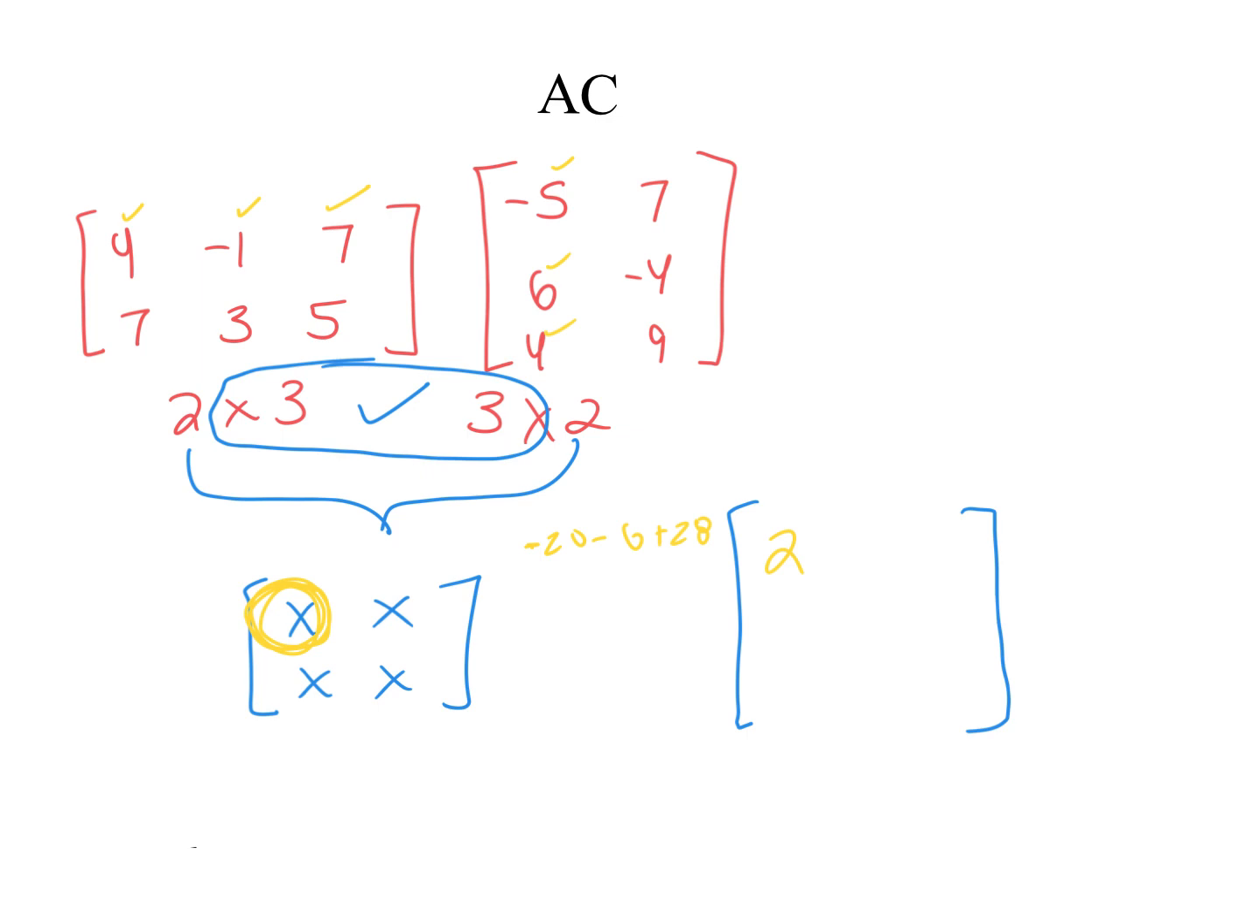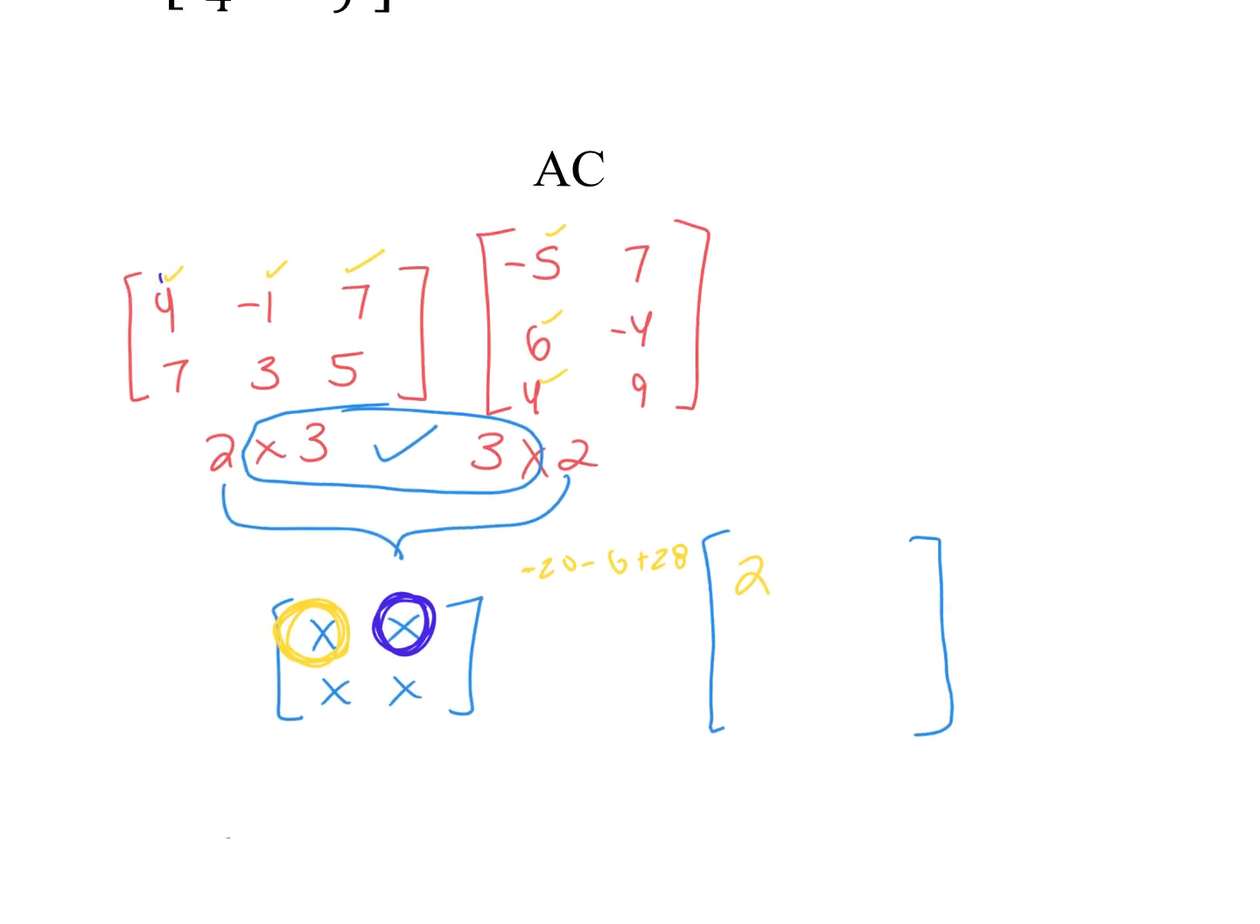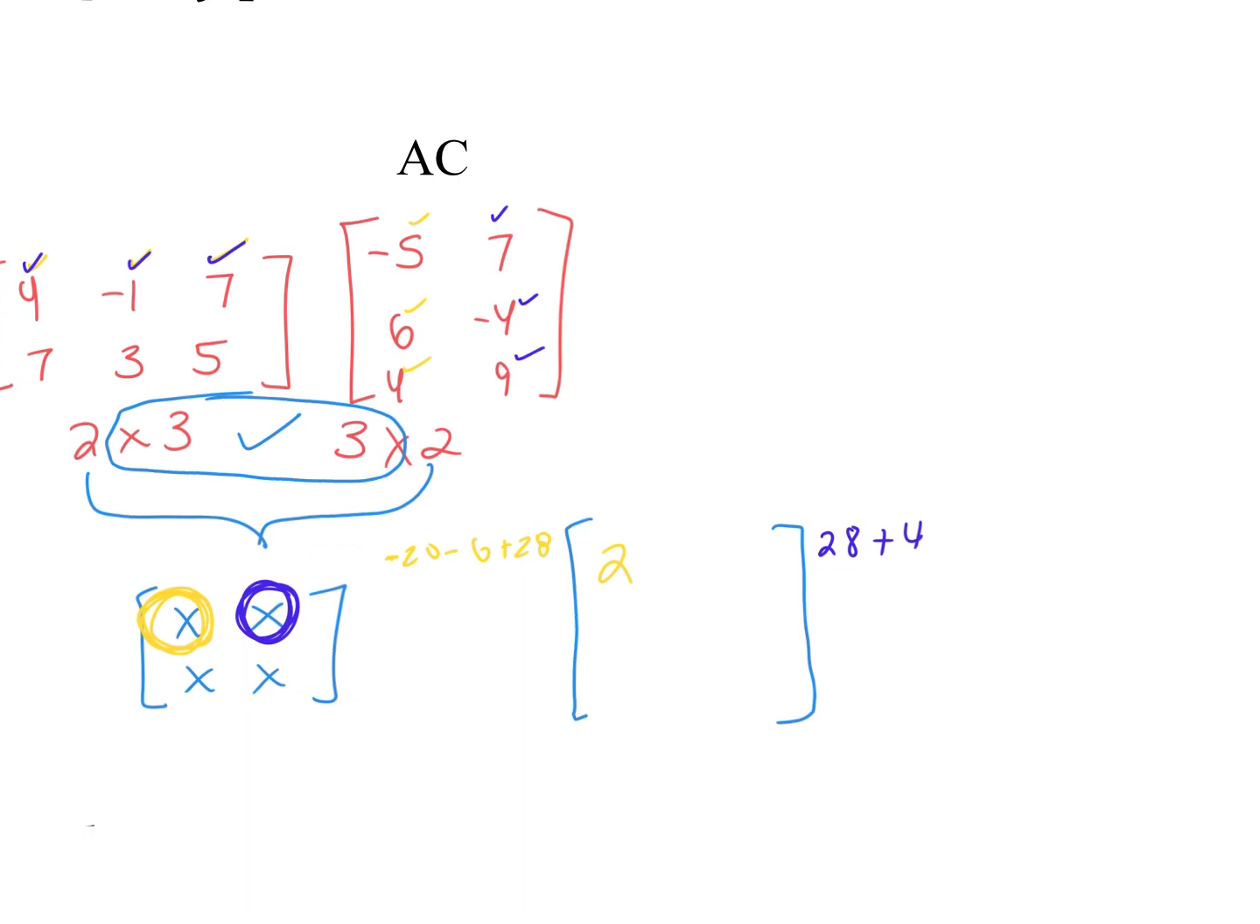Where is this X that I just circled? First row, second column. So we're going to do the same thing. First times first, 4 times 7 is 28. Second times second, negative 1 and negative 4 is plus 4. And then third and third, 9 times 7 is plus 63. So 28 and 4 is 32. Plus 63 is, there you go.